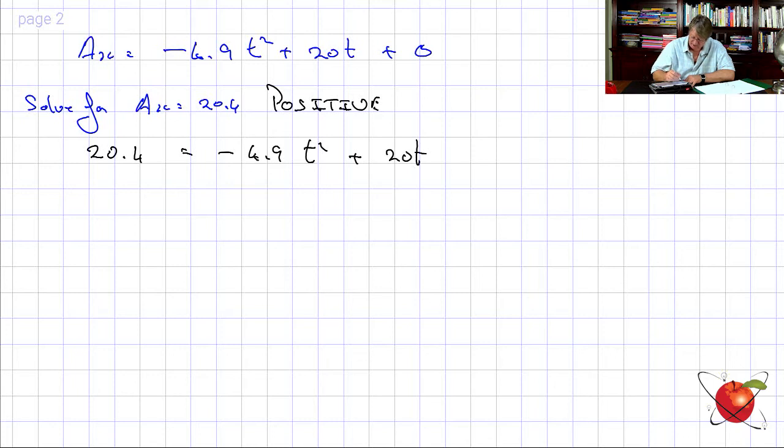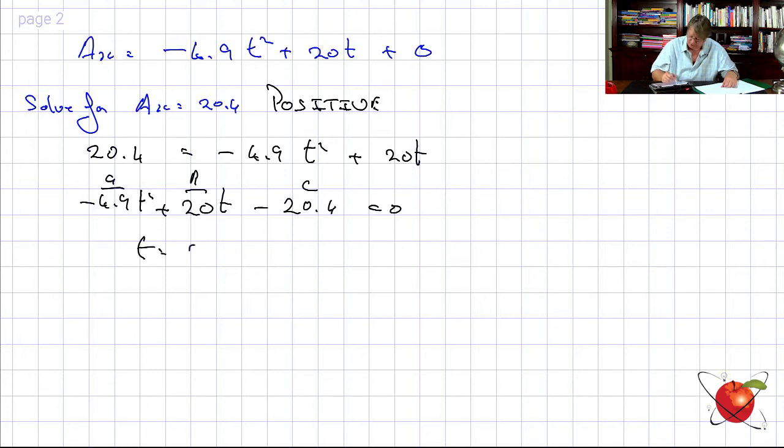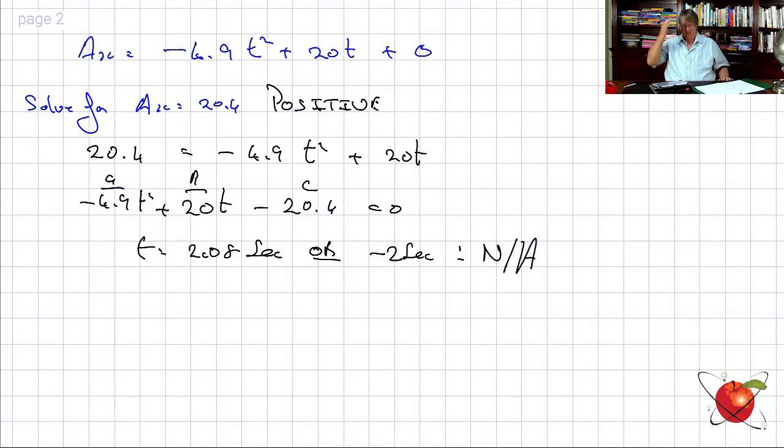It's a quadratic. It's minus 4.9 t squared plus 20t minus 20.4 equals 0. This is A, this is B, and this is C. And if we bang that into our calculator, we are going to eventually end up with t equals 2.08 seconds, or t equals minus 2 seconds. And minus 2 seconds is not applicable because we don't go backwards in time.